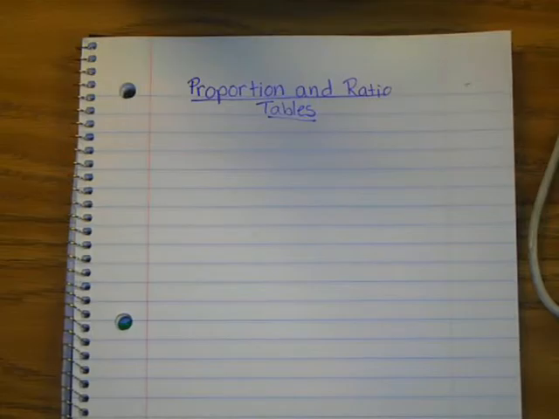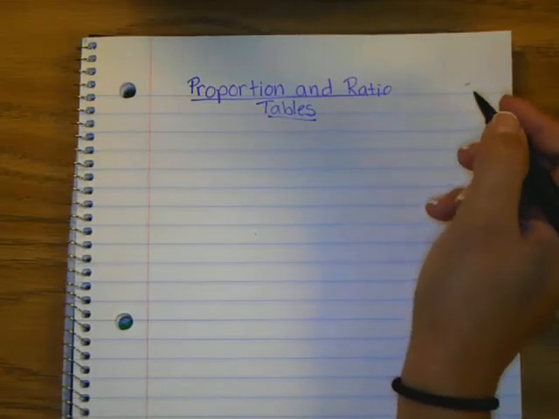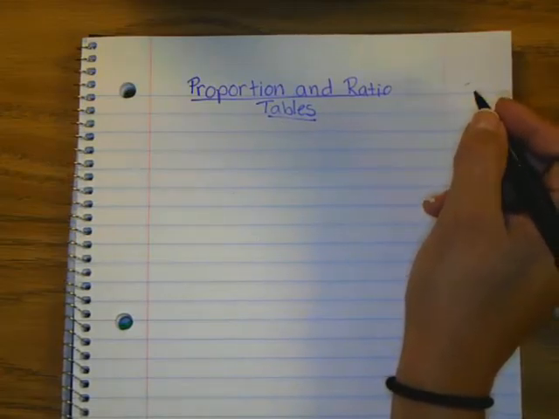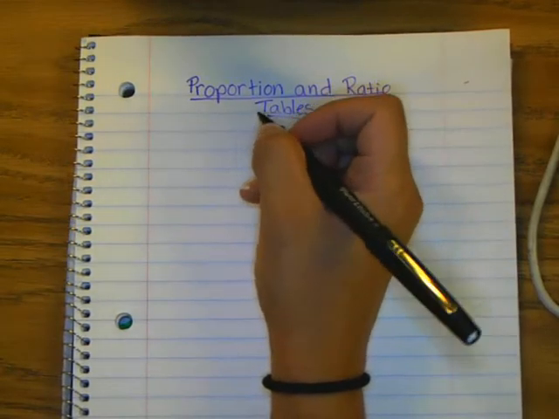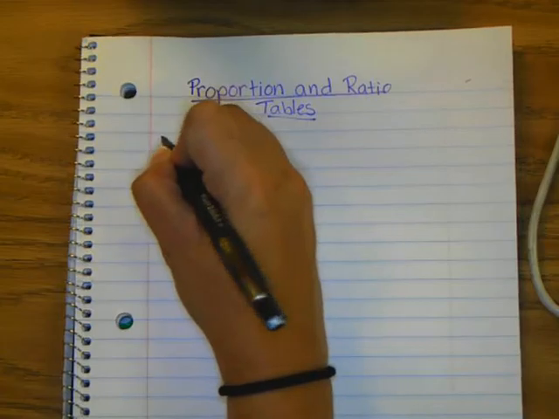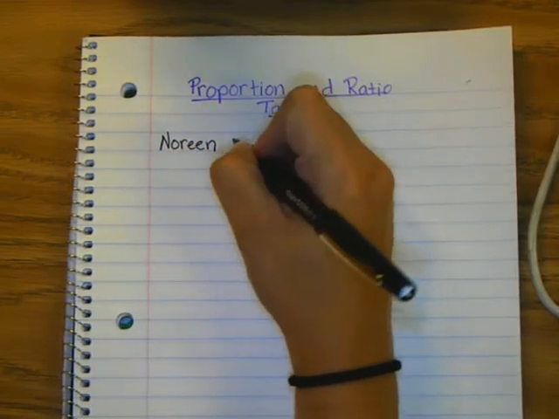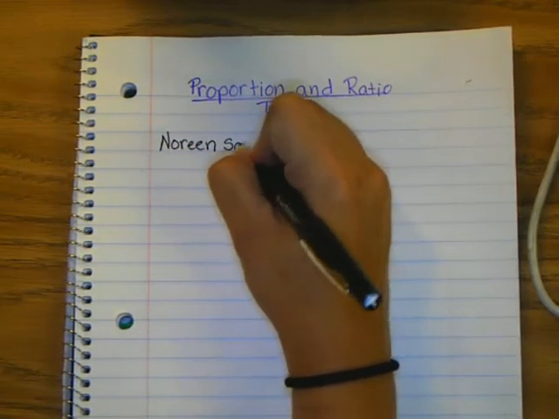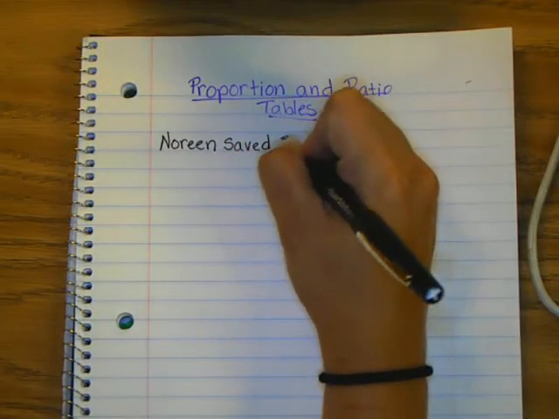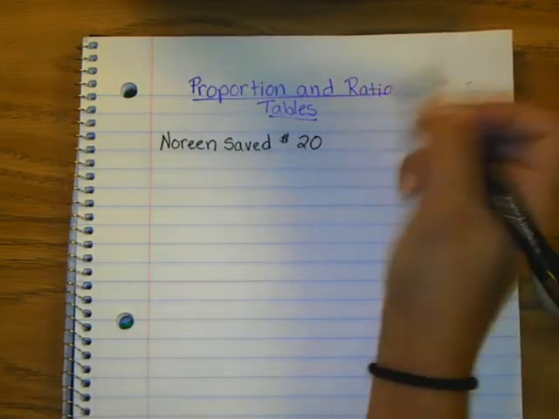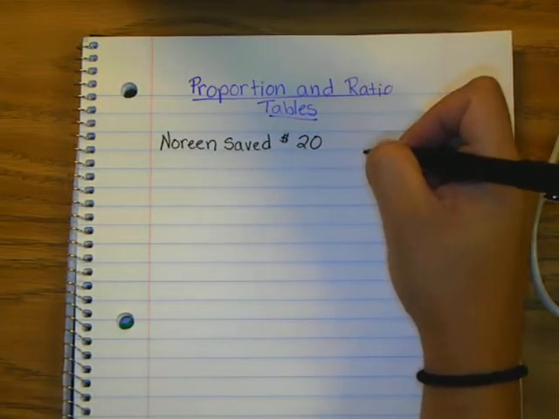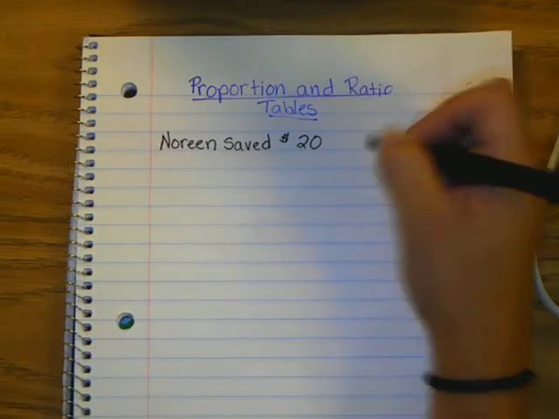Alright, so today, guys, we're going to start with a story. We're going to solve a proportion, but we're actually going to use factor puzzles to solve it. Okay? So we're going to start by writing the story pretty quick. We're looking at Noreen again. Noreen saved $20.